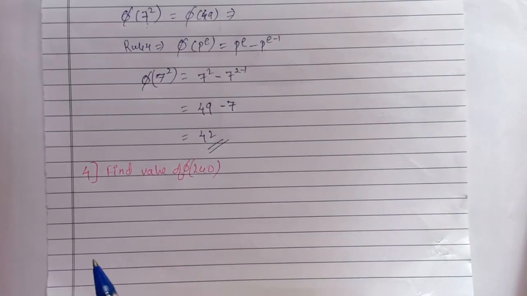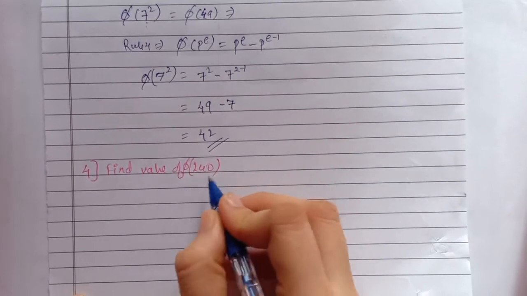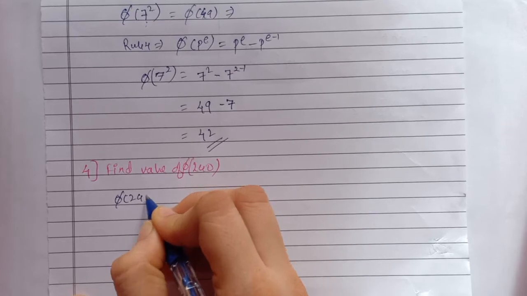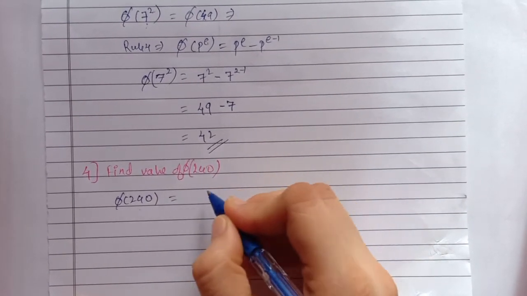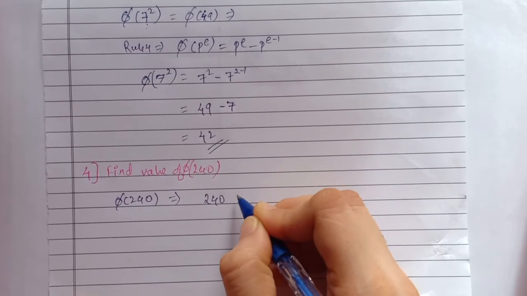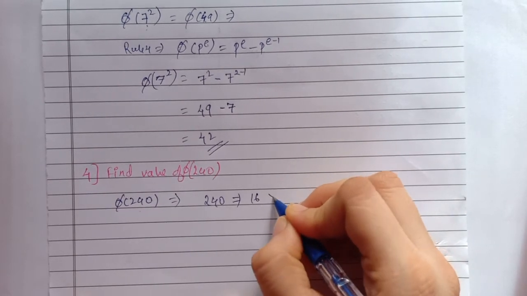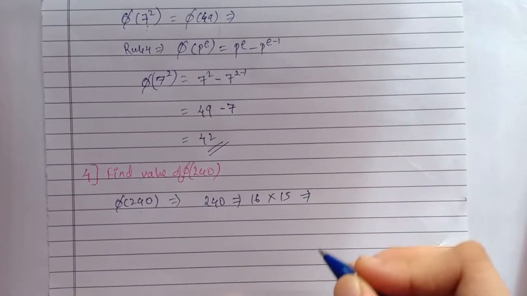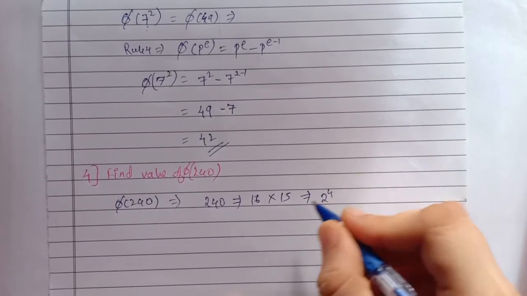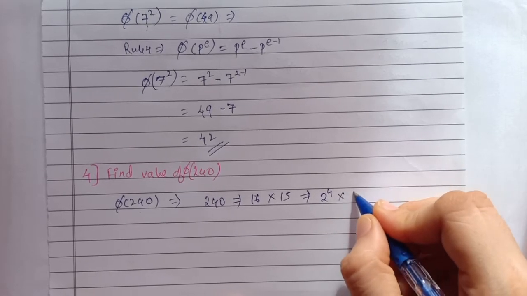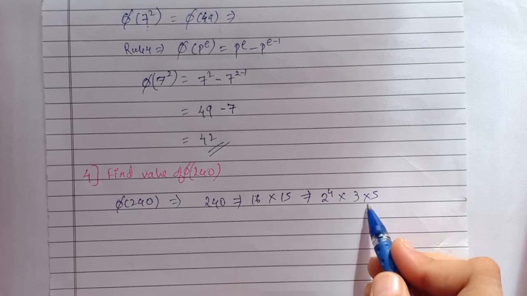Here we have another example: find the value of phi 240. For phi 240, we need the factors of 240. 240 is equal to 16 into 15. We can also write 16 as 2 raised to 4 and 15 as 3 into 5. So we got our factors.